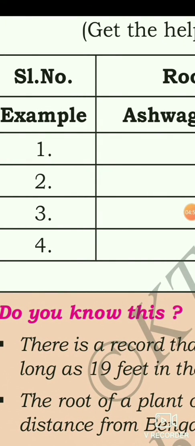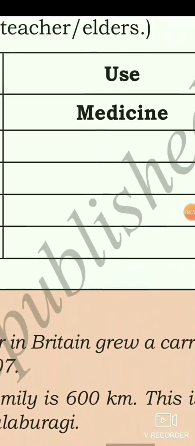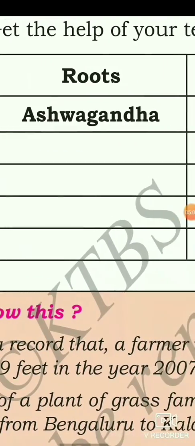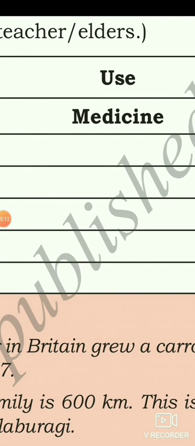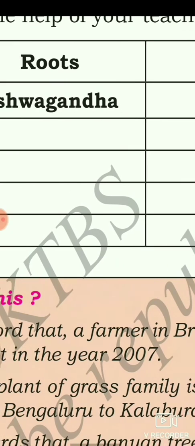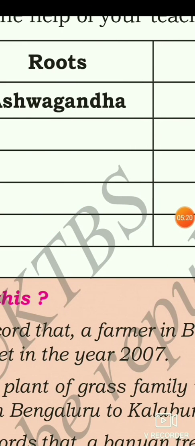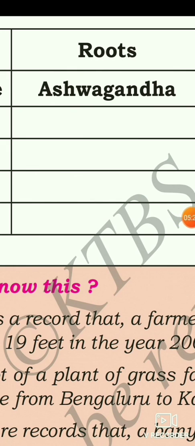Here they are asking you to write 4 more roots and how you are using them. For example, coriander: we are using that, and it is also taken from roots. Coriander is useful for making our sambar or curries tasty and flavorful. And after coriander, you can write mint, radish, beetroot. These are used for making curries, for making sambar, as food.